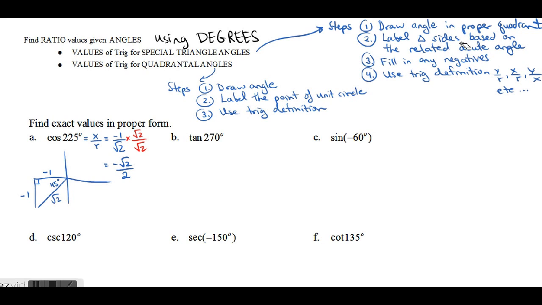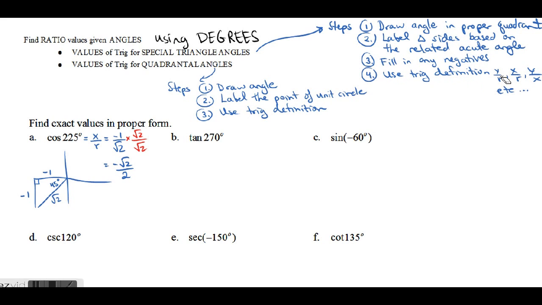Just keep in mind also when we're doing another angle, not the 45-degree angle, this one was an isosceles, but if it's not an isosceles triangle, you should remember that the smaller side is across from a smaller angle, the bigger side is across from a bigger angle, so it's going to be quite easy to actually label and figure out where the root 3 goes, where the 2 goes, and where the 1 goes. Then you fill in any negatives, and then you use the trig definition.